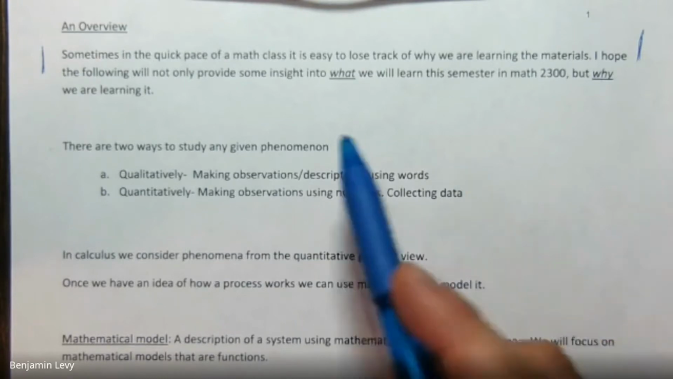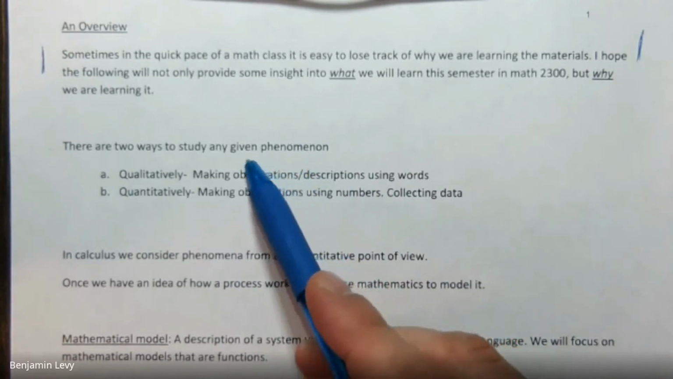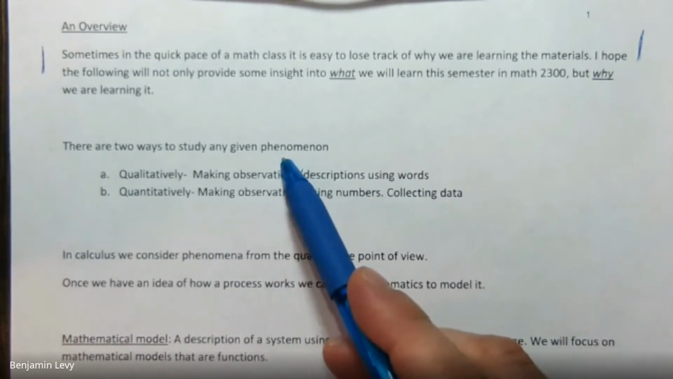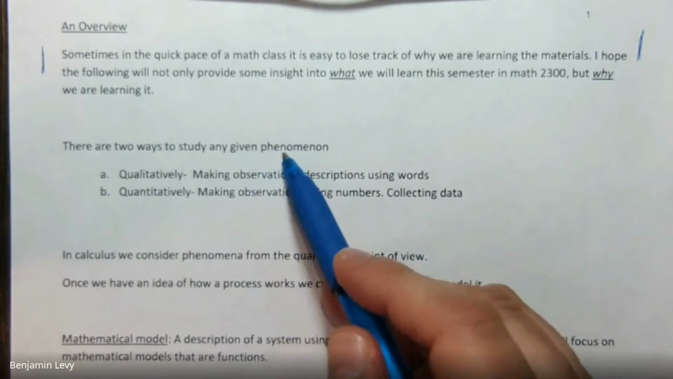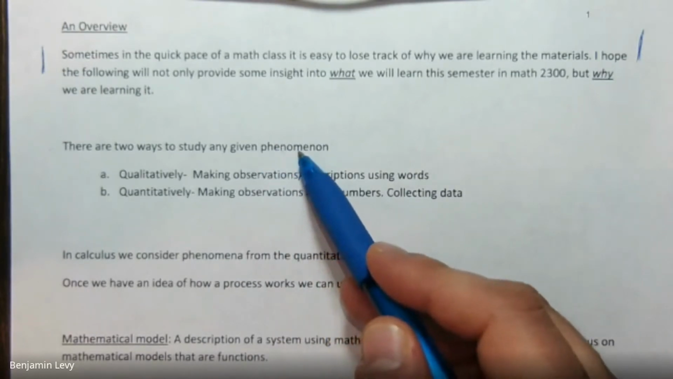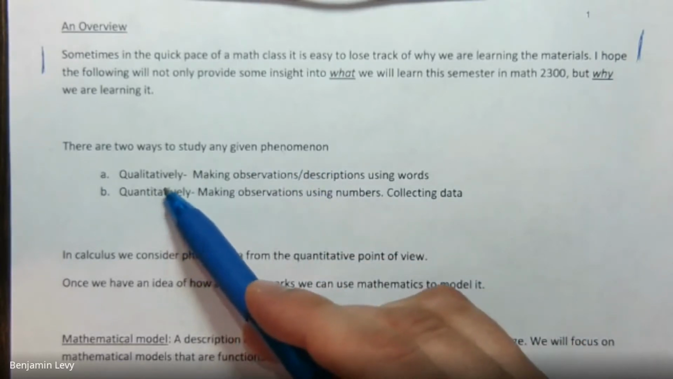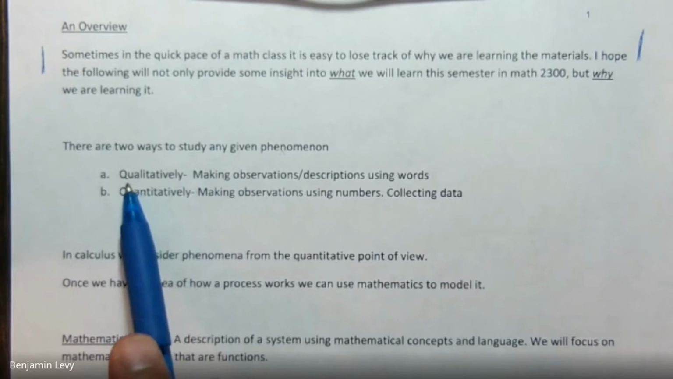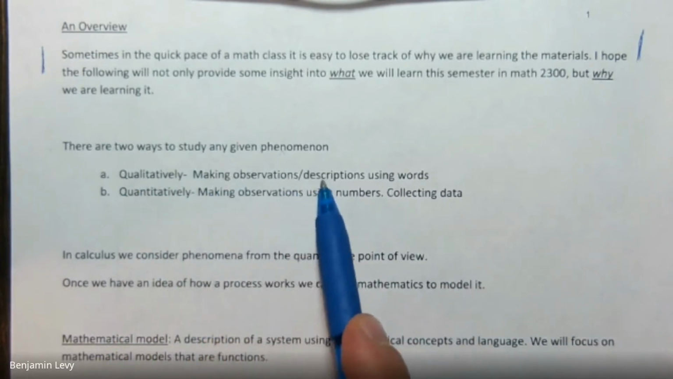So anyway, when I say phenomena, think about something in your own major. If you're a business major, maybe you care about the stock market or profits, or if you're in biology, you care about some population that you want to grow. Something you're interested in. There are two ways to think about it: quantitatively or qualitatively. A lot of times in many majors, we think about things qualitatively. We make observations, we describe things using words.